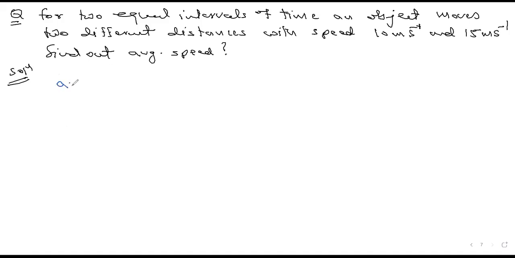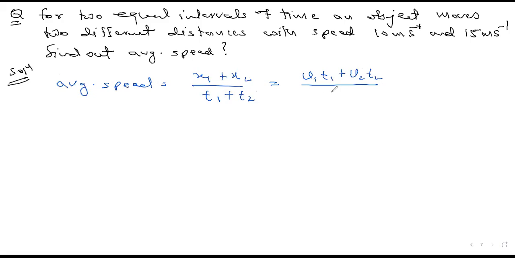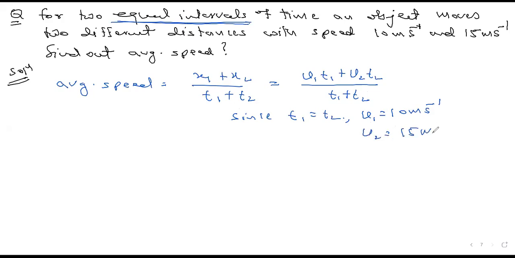Now, average speed is (x1 plus x2) upon (t1 plus t2). x1, x2 are not given, so we use v1 t1 plus v2 t2 upon t1 plus t2. Since t1 equal to t2, because it is given in the question: for the two equal intervals of time. Why did you apply it? Because the distances are not given. v1 is given 10 meter per second, v2 is given 15 meter per second.